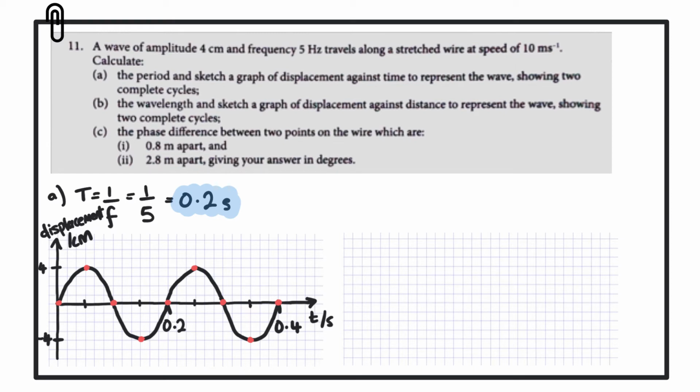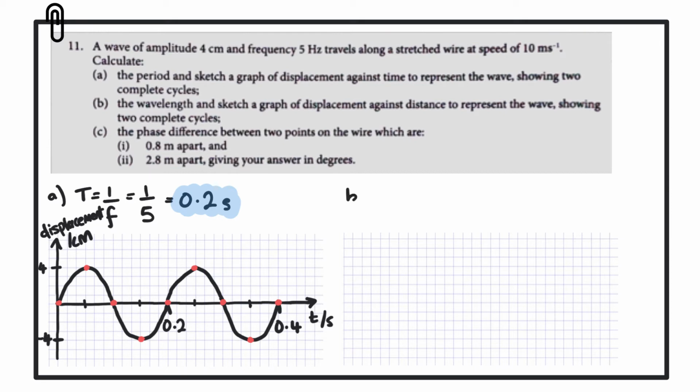We're now being asked to calculate the wavelength and then sketch a graph of displacement against distance to represent the wave, showing 2 complete cycles. So let's start off with working out what is the wavelength of the wave.